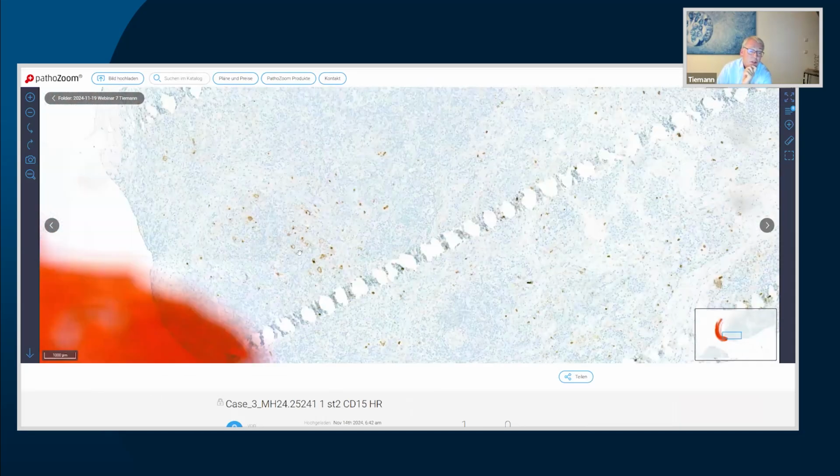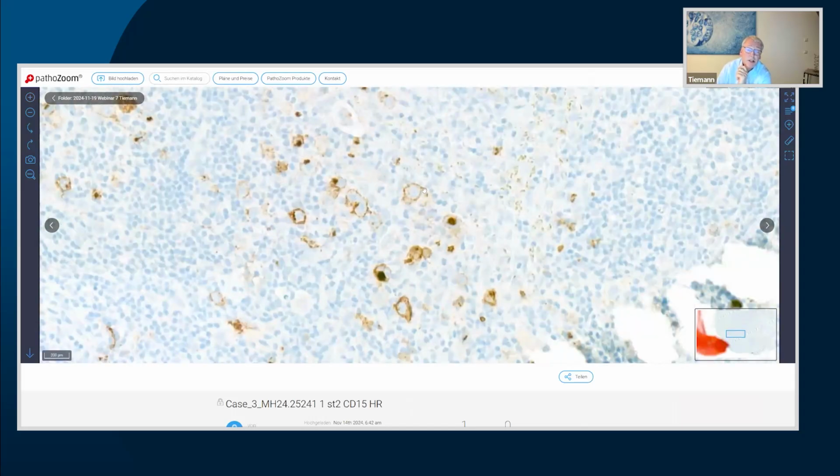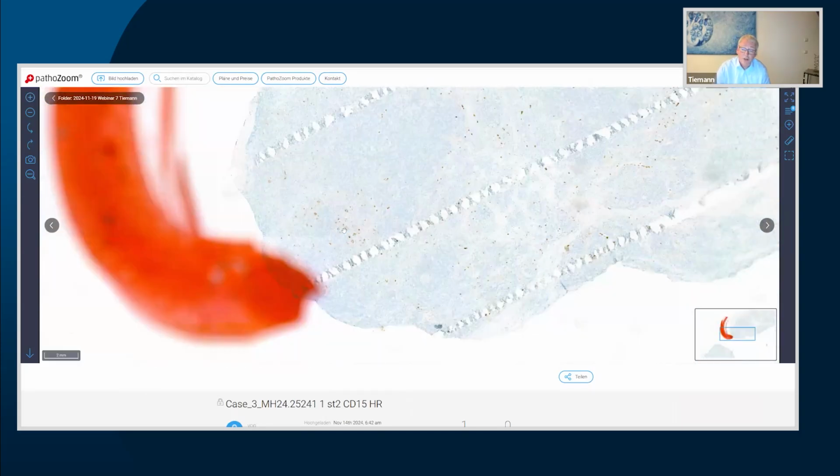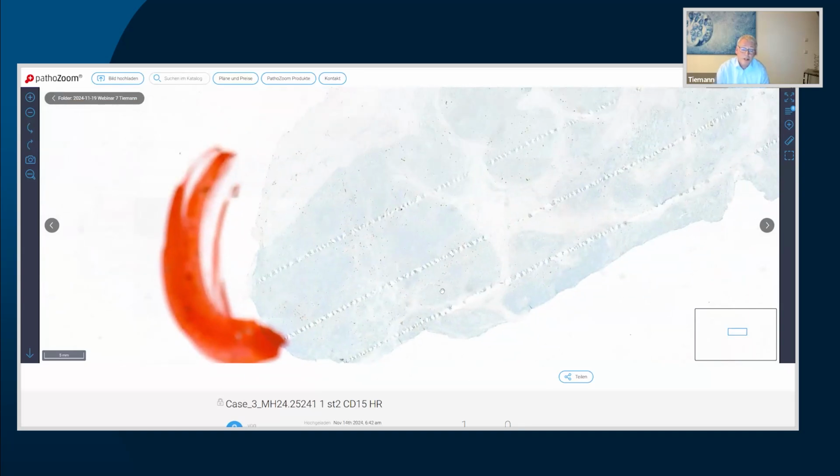Same area as you have seen before. And then you see Sternberg-Reed cell, Hodgkin cell, Reed-Sternberg cell, Hodgkin cell, Hodgkin cell. And some of these smaller blasts also show a combination of CD15 and CD30. So these are really Hodgkin and Reed-Sternberg cells. You can then find them also in other areas.